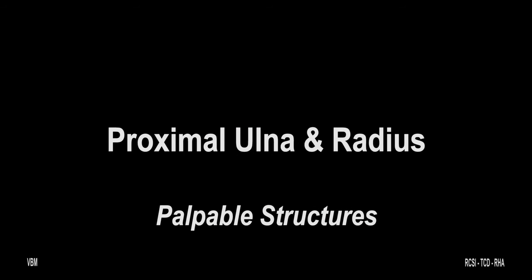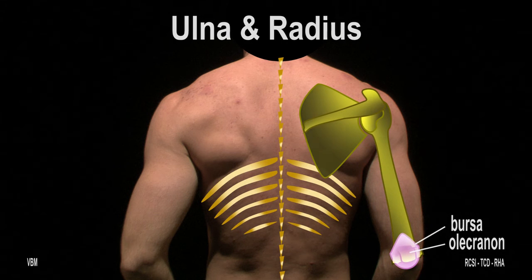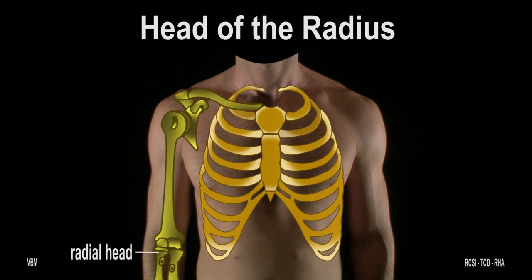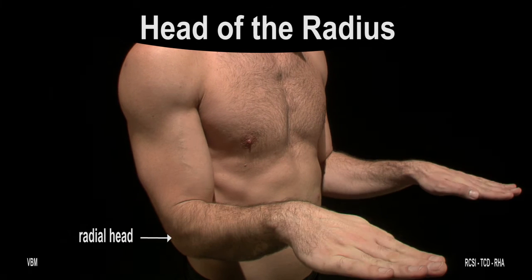Proximal ulna and radius. Palpable structures. Palpate the olecranon of the ulna and the subcutaneous bursa overlying it. Head of the radius. The head of the radius is palpable about 1.5 centimeters distal to the lateral epicondyle. It is the smaller proximal end of the radius. Feel it roll under your 2 fingers by pronating and supinating the forearm.